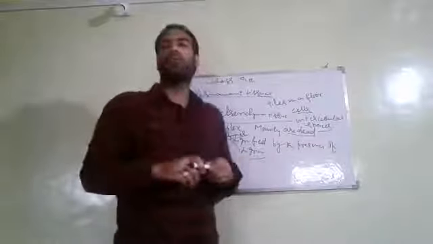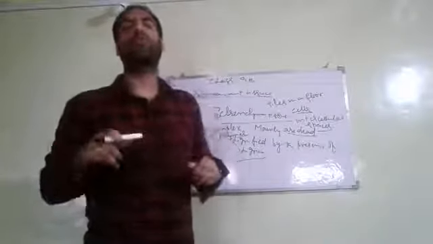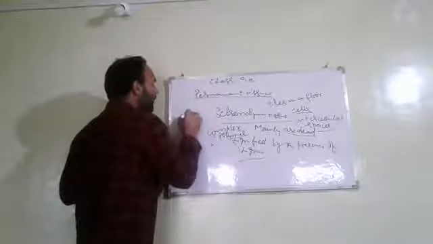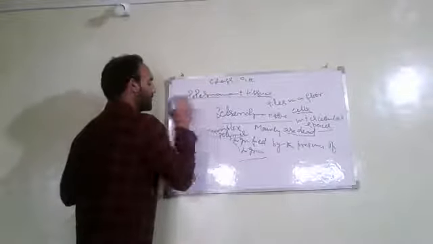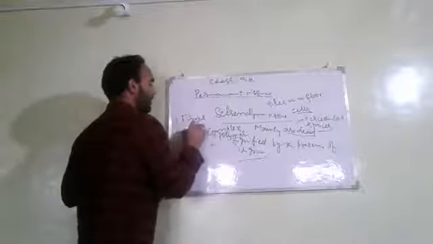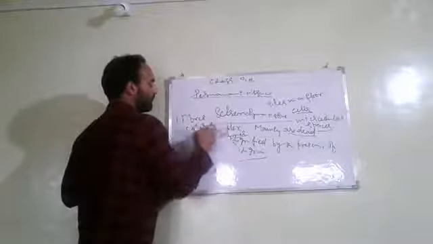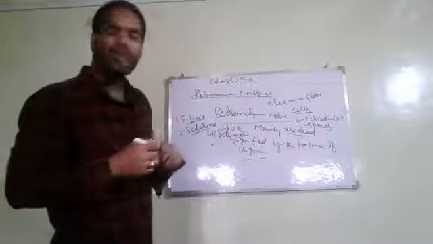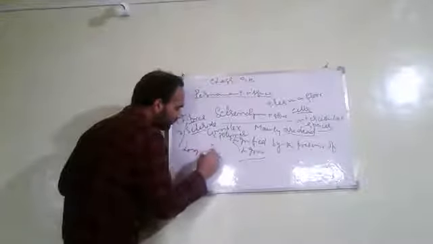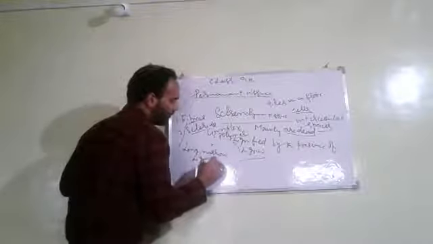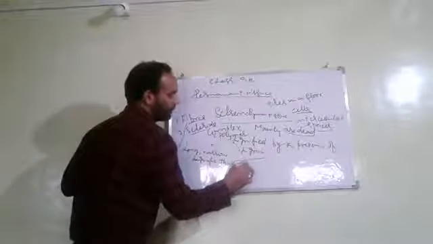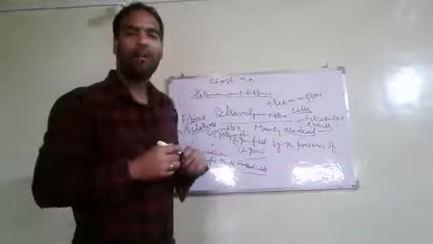Now, sclerenchyma cells are mainly divided into two types: one is fibers, and the second is sclerids. What are fibers? These fibers are long, narrow, lignified cells, or we can say thick-walled cells.